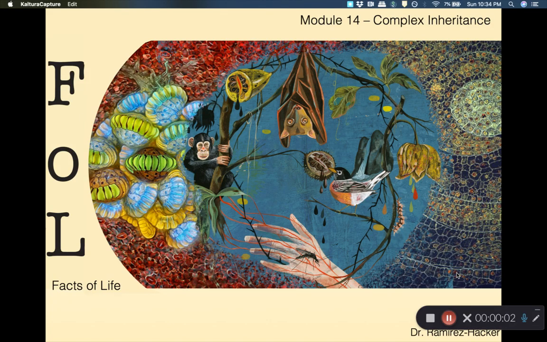Hello, everybody. Welcome back. In our last lectures, we were discussing protein synthesis and understanding the process from which we get this instruction manual from the DNA and how we go from DNA to an actual protein. And in this lecture, we're going to be covering and understanding complex genetic inheritance.